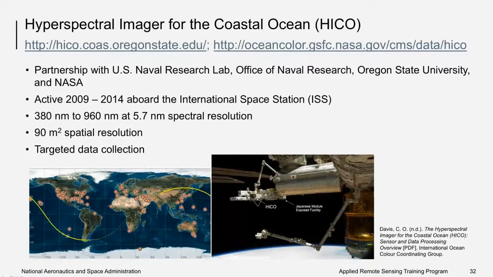HICO data are available through the NASA Ocean Color Web Level 1 and 2 browser. An exciting aspect of this sensor is that it now provides a 5-year data set of hyperspectral remote sensing imagery that can be used for algorithm development for NASA's future hyperspectral satellite sensor.